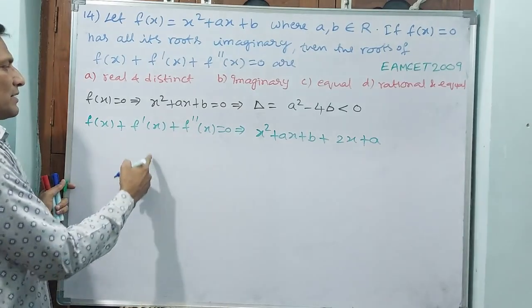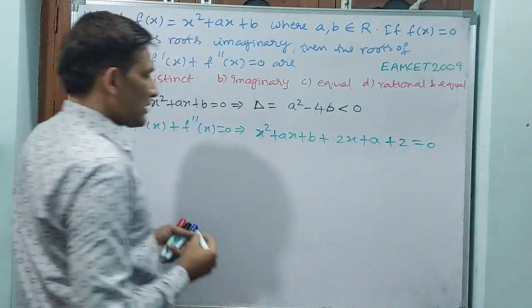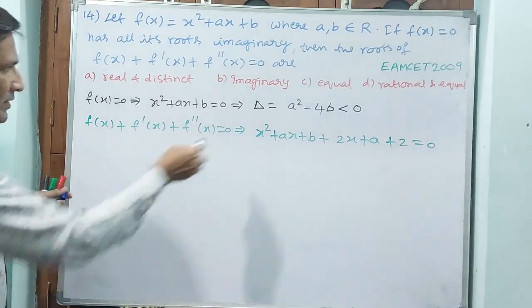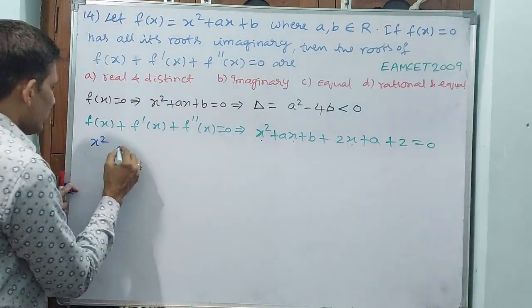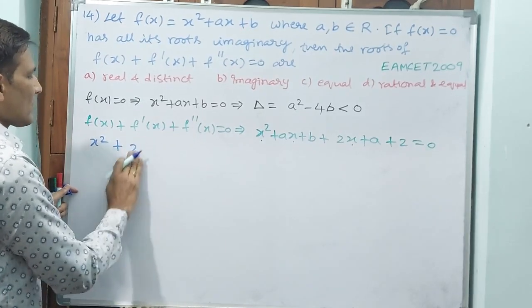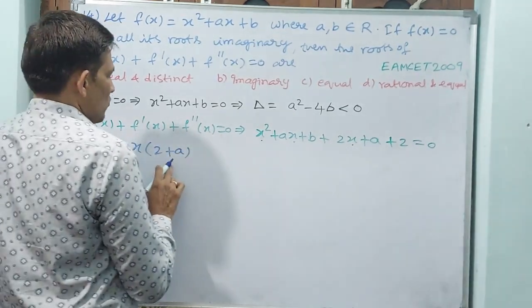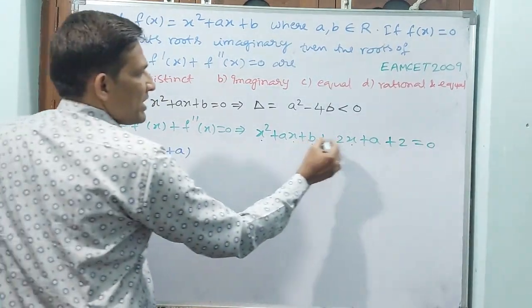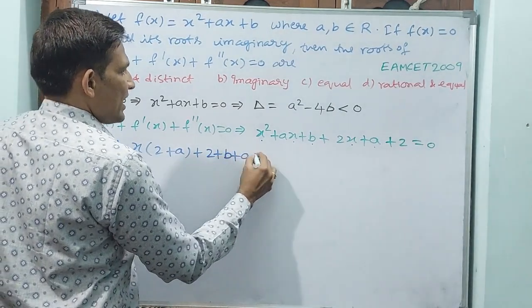Okay, b is constant. F double dash x, you do again this for this, equal to 0. See here, first you segregate this. Why? Because once again I am writing this equation, x square, but x terms are there. If you take x common, 2 plus a will be there. So 2x plus ax. Now see, remaining all b, a, 2, c, plus 2 plus b plus a is equal to 0.